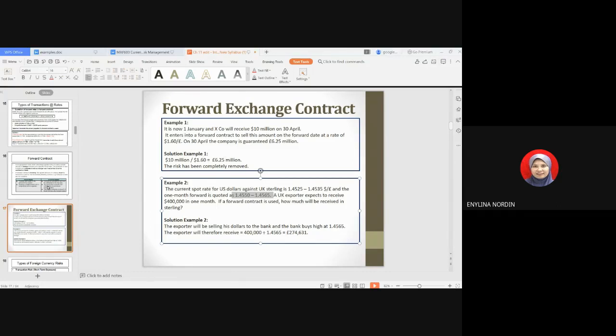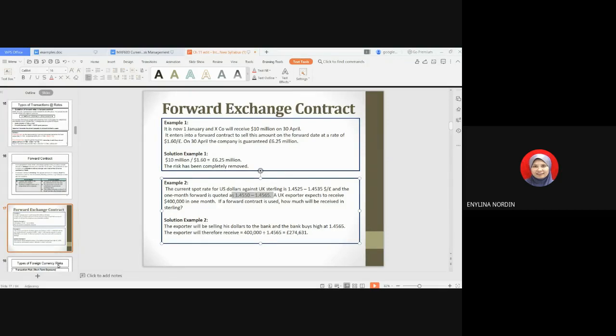That is using the forward rate. So what is the forward rate? The forward rate is the predetermined rate. And what is the predetermined rate? It is the exchange rate that is set today, whether at a discount or without discount, with premium or with discount. And this forward rate will be used on the specified future date.